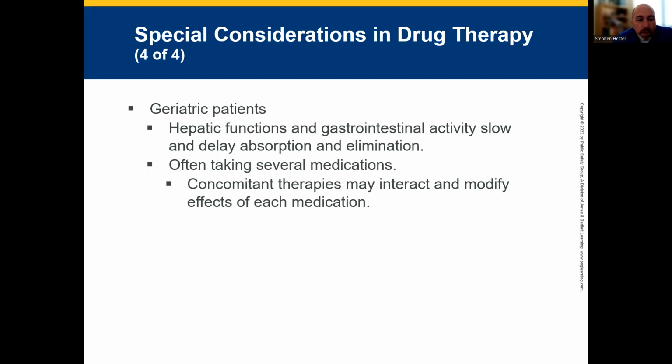Geriatric patients: hepatic function and gastrointestinal activity slow, delaying absorption and elimination. A lot of times these geriatric patients are taking a whole list of medications. This can cause toxicity to build up within their bodies because they are not excreting and eliminating them, possibly due to decreased liver and kidney capabilities. So you have to be very careful about their therapy also.